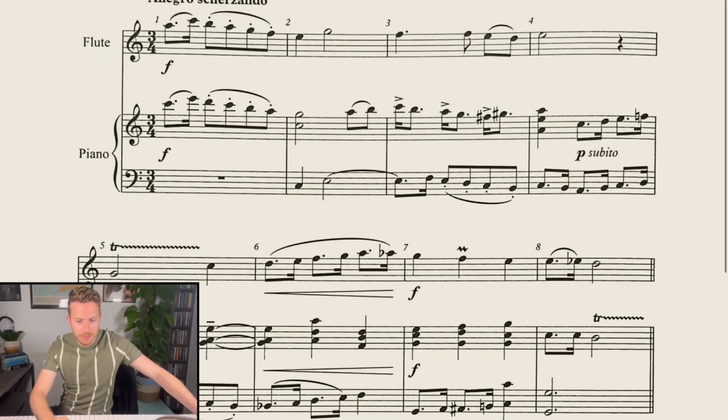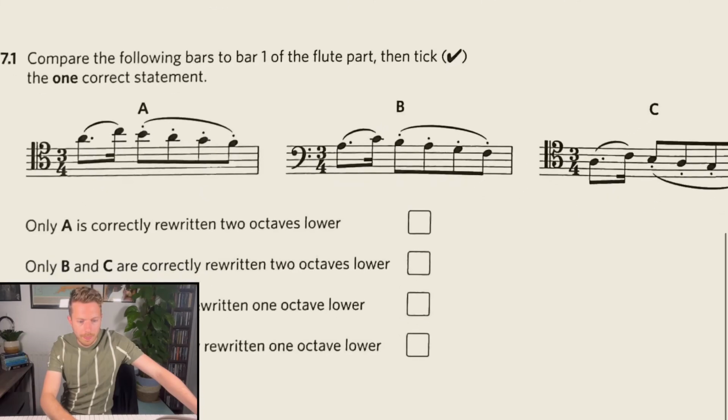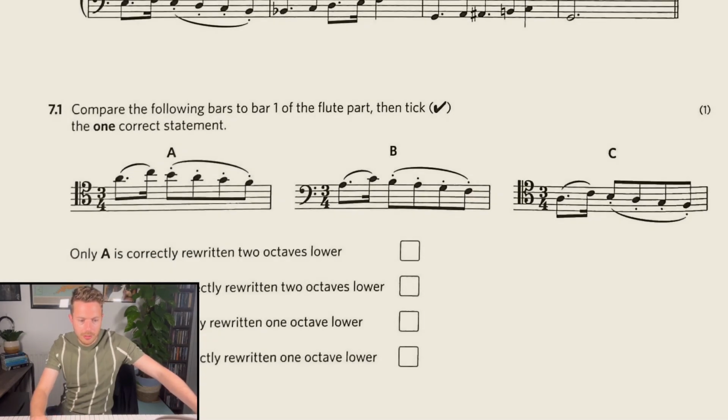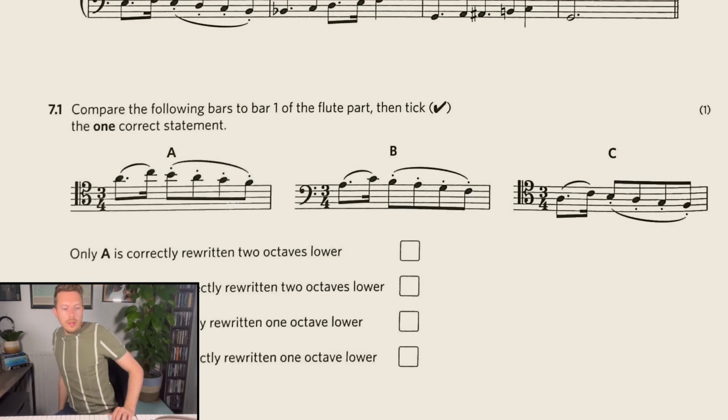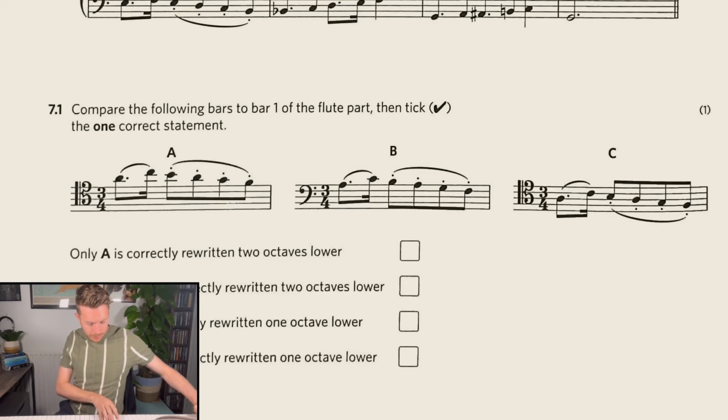I'm going to try and have this excerpt on the screen at the same time as going through the questions. So here, similar to something we had before, we have to look at the pitch and how they relate to each other. We got to refer back to bar 1 of the flute part. The flute is an A, not the A above middle C, but it's the A above that.